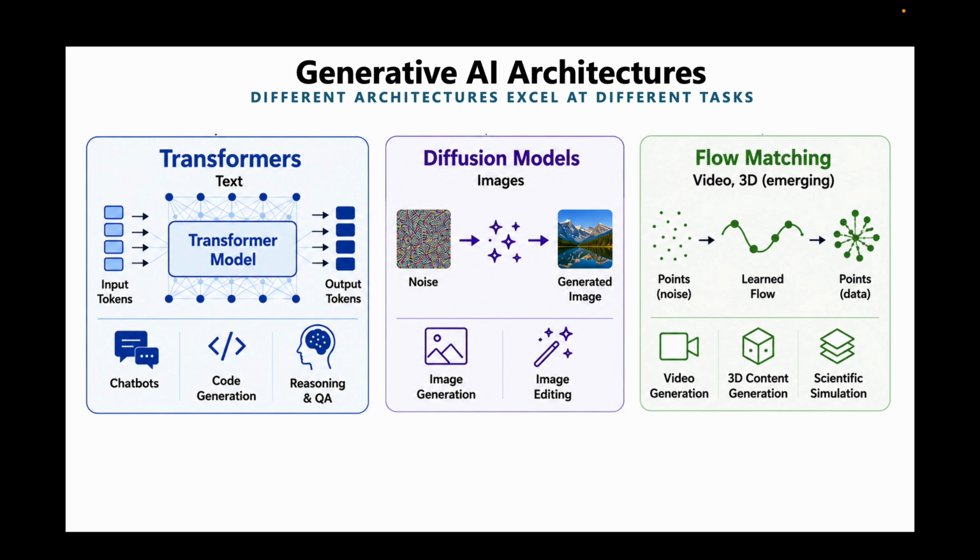Another emerging generative AI architecture is flow matching, which is gaining traction for video generation, 3D content, and scientific simulations. Like diffusion models, these models also generate content from random noise. However, instead of gradually refining the output over many iterations, they learn a more direct path from noise to the final result. This technique has the potential to make generation faster and more scalable, making flow matching an exciting area of ongoing research.